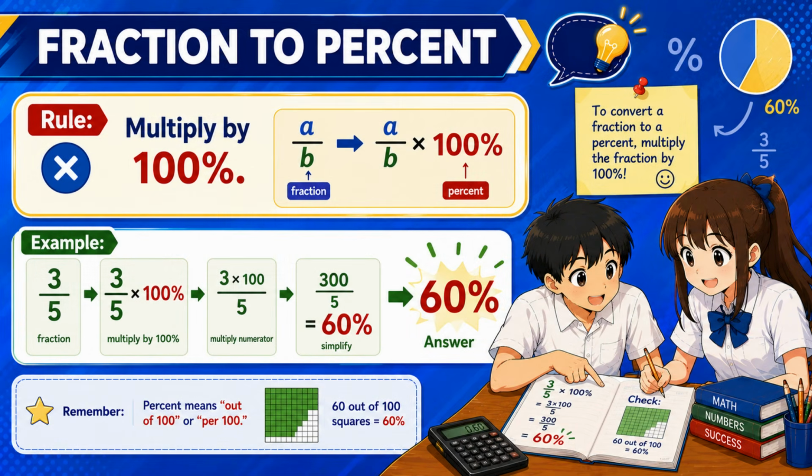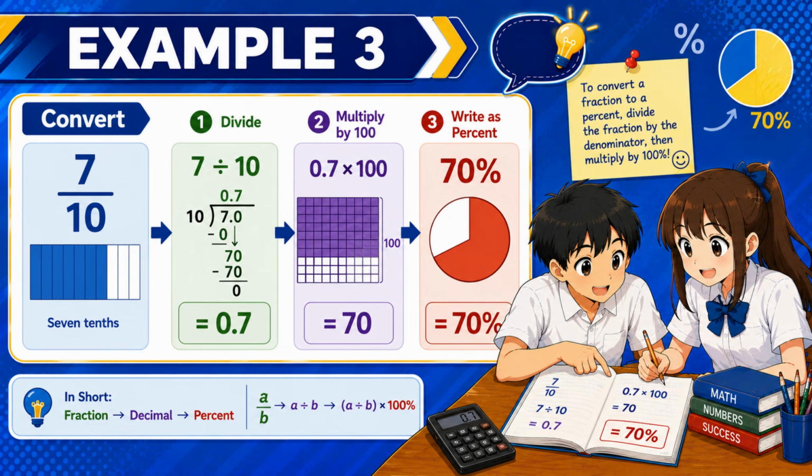To convert a fraction into a percentage, multiply by 100%. 3/5 equals 60%. First, convert the fraction into a decimal. Then, multiply by 100. 7/10 equals 70%.